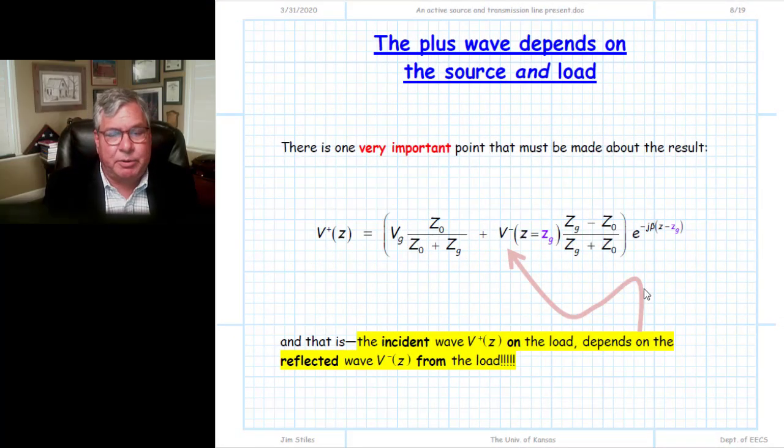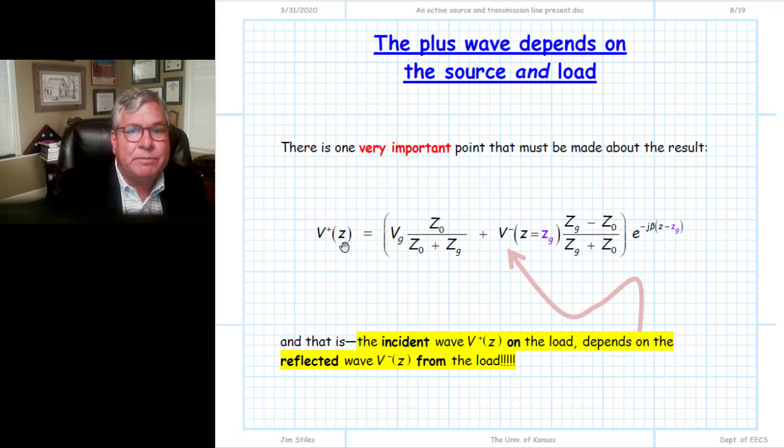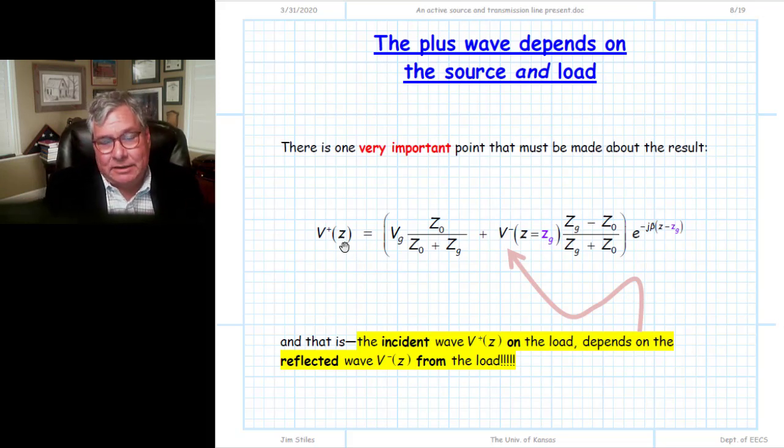Since we now have an expression for V0 plus in terms of V0 minus and open circuit source voltage VG, we can then write explicitly the function for the voltage of the plus wave, the wave propagating in the direction of increasing z. Write that in terms of the position index z, lowercase z. And so we do the math there, and this is the result that we get.